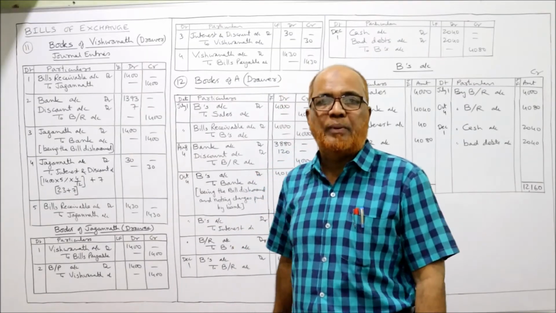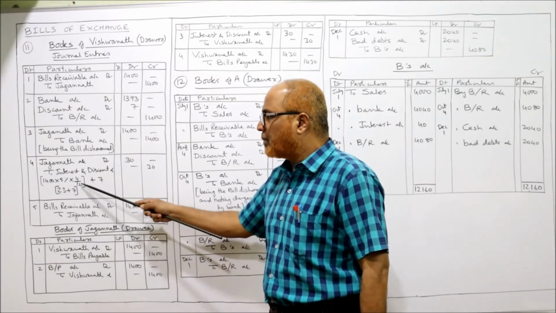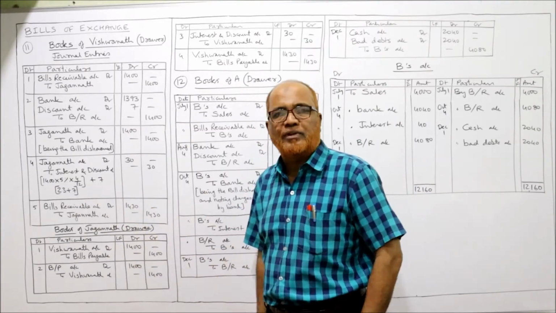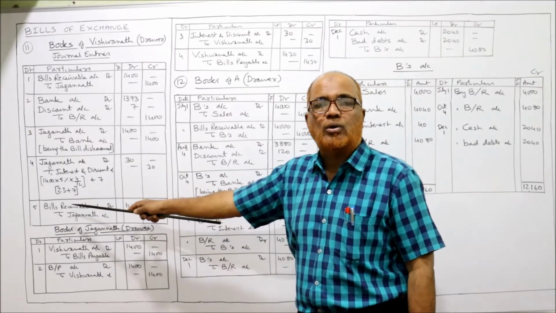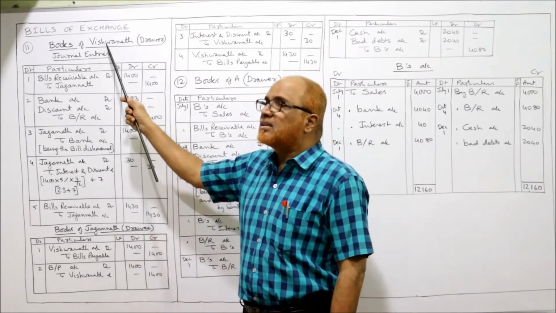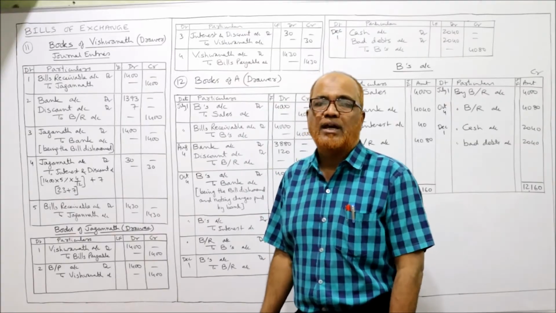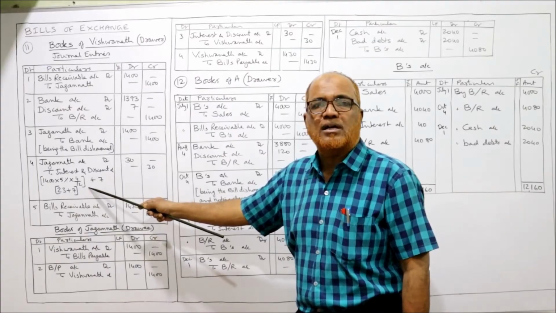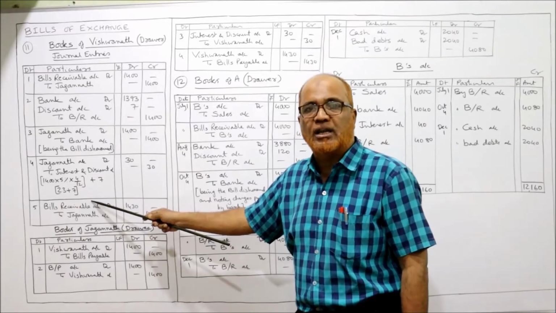What is the duration of the new bill? 4 months. So 4 by 12. So 1400 into 5% into 4 by 12 you will get 23 rupees. So 23 rupees is the interest and 7 rupees is the discount. If you add up interest and discount, it comes to 30 rupees. Vishwanath has to get 30 rupees from Jagannath on account of interest and discount. So the entry will be Jagannath Account debit to Interest and Discount, being the interest and discount charges due from Jagannath.